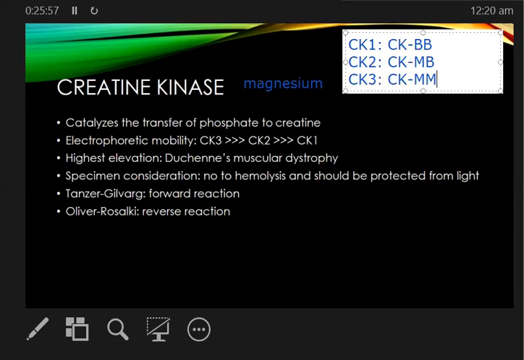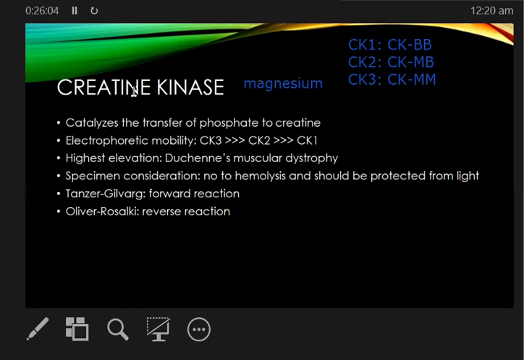Okay, skeletal muscle siya. All right. So as for the electrophoretic mobility of your creatine kinase, we follow the same. So, di ba, what should be number one? What should be the fastest? Or what should come first? We have your CK1. Okay, CK1 and then followed by your CK2 and then your CK3.